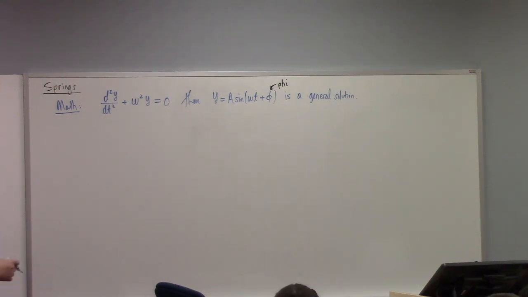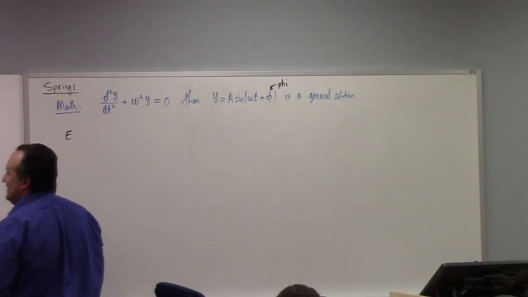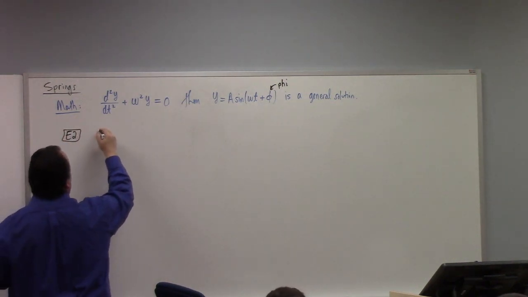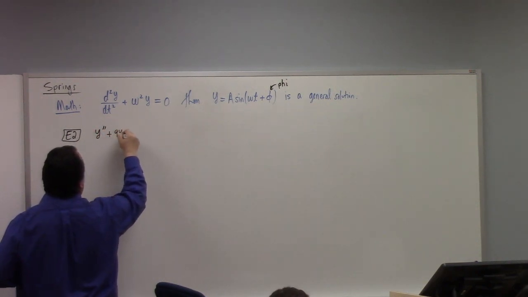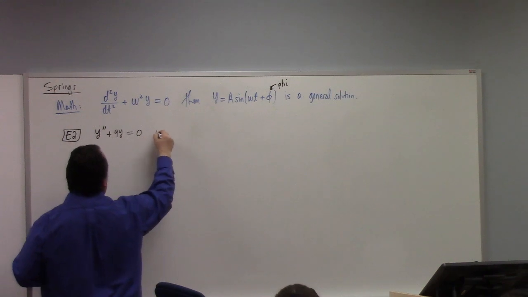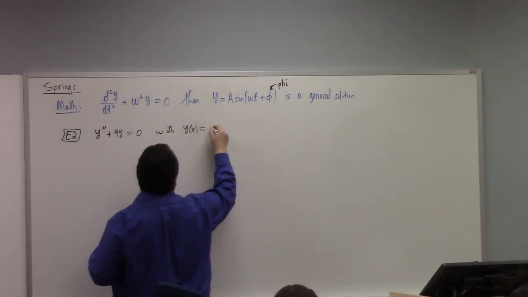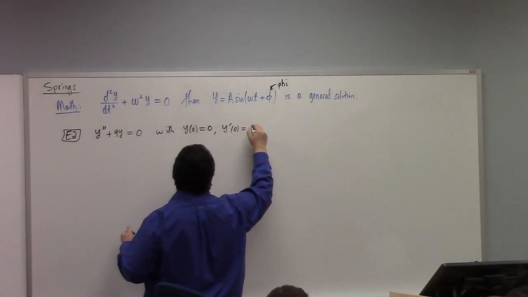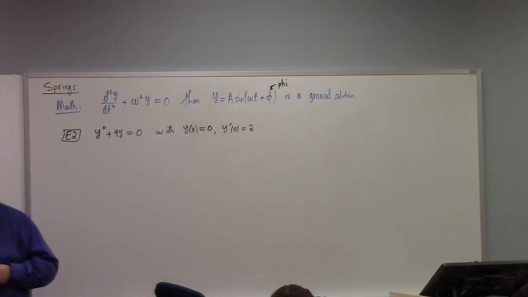So, for example, and this example would be considerably easier than my first example. Suppose we were trying to solve, let me use the prime notation, y'' + 9y = 0, with y(0) = 0 and y'(0) = 2. Great. Okay, so here's how that goes.